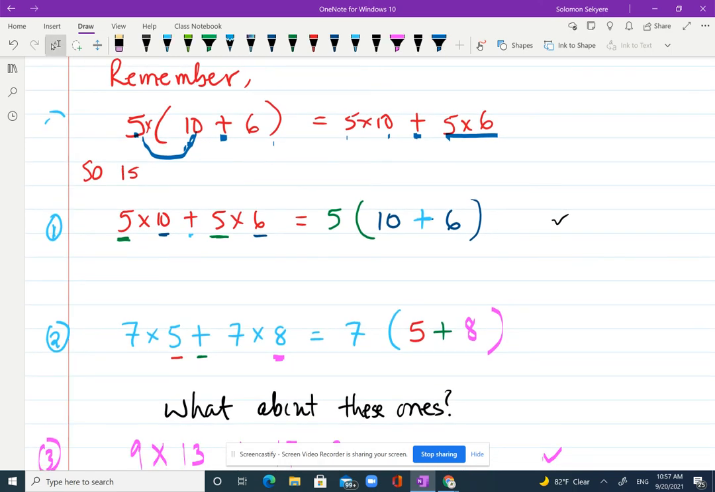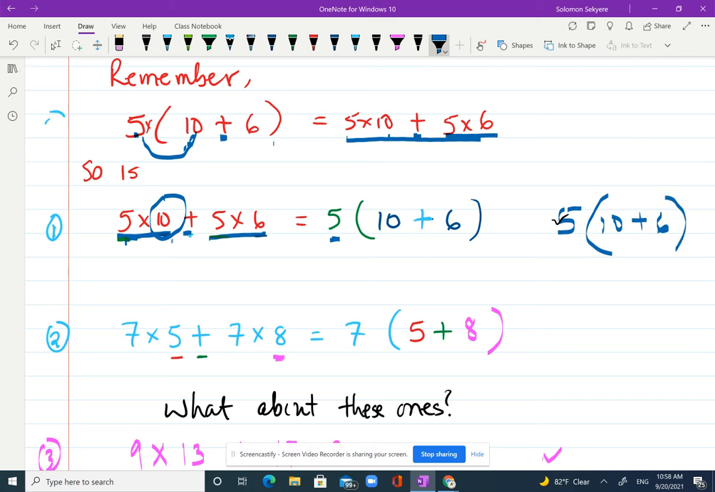Okay? Now, look at the reverse of this. So 5 times 10 plus 5 times 6. We look at it: what is common to this part and that part? What number is common to both? 5, right? So we take the 5 out, bring parenthesis. If we take the 5 out, 10 is left here. We bring the 10, bring our addition sign, bring the 6. We have factored it. Okay?